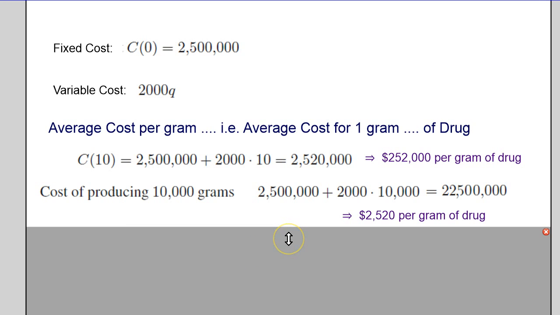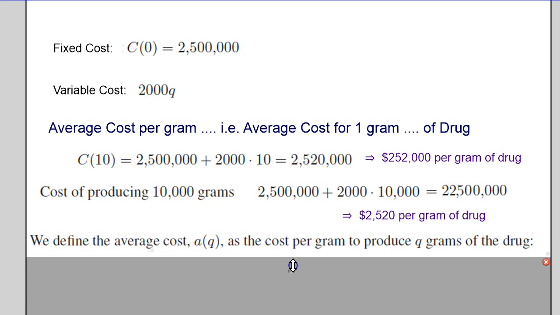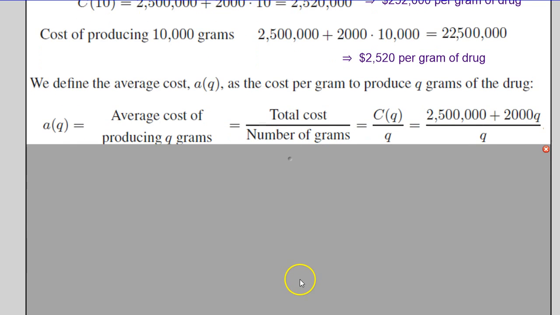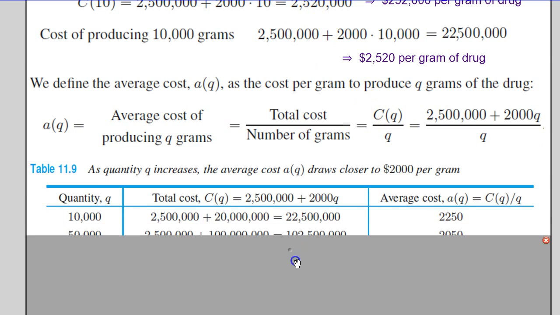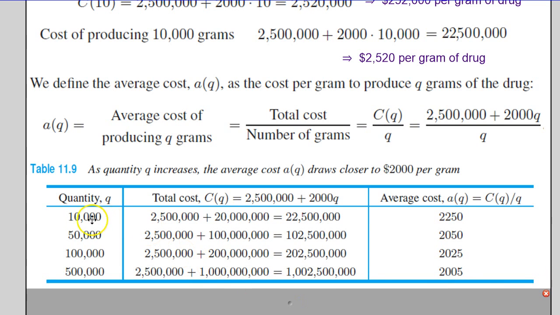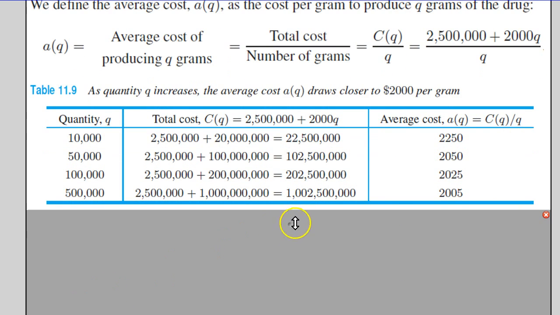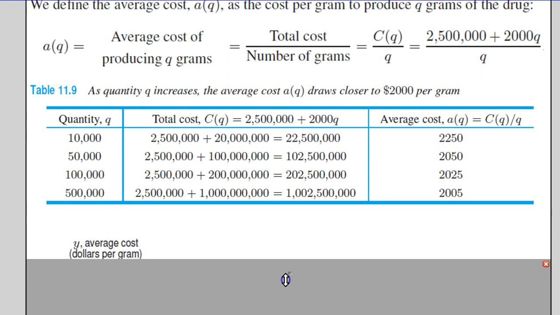So then, of course, the question is, what's the lowest average cost per gram of the drug you can get? In order to do that, we're going to define a different function called A of Q, and that's basically the same thing we were doing before, total cost divided by the quantity of grams. If I use a table of values, trying 10,000, 50,000, 100,000, 500,000, I end up with average cost being around $2,000. And so the question is, will it ever go below $2,000?